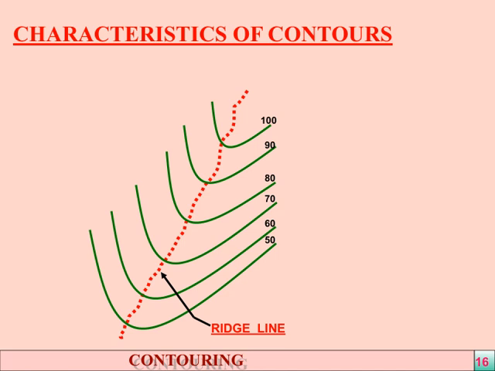For example, closely spaced contours indicate steep terrain, while wider spacing suggests gentler slopes. So, in essence, contours and ridge lines are key to decoding the landscape, helping us visualize the terrain in a way that's both precise and intuitive.